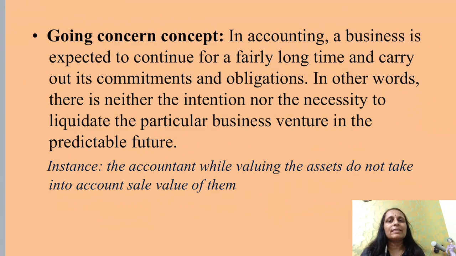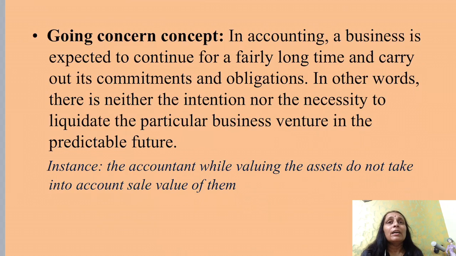Next concept is the going concern concept. This is a very simple and important concept. That means the show will go on; the owners or the stakeholders will come and go, but the company has a perpetual succession. That means there is no idea of liquidating or winding up the company in the near future. The company is going to be there for years and years. So, this accounting concept is where a business is expected to continue for a fairly long time and carry out its commitments and obligations.